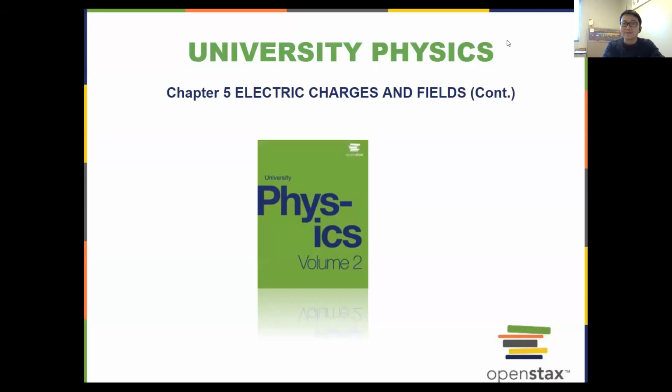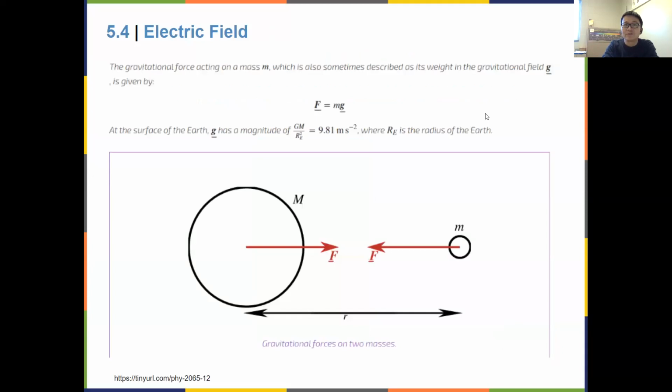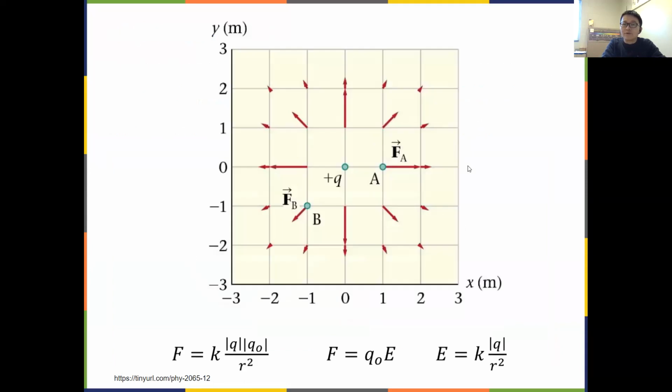Hi, welcome back. So we will be continuing looking into electric fields today. Quickly, last time we talked about electric field as similar to gravitational field. The electric field can be calculated using E equal to kQ over r squared, so the absolute value of Q gives the magnitude of the field.